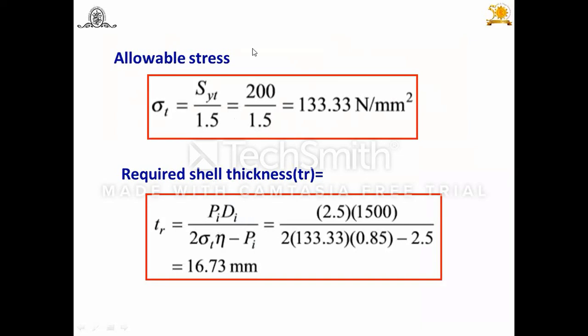We know that, and in an earlier session we solved some problems using this expression: Pi Di upon 2 sigma T efficiency minus Pi. This is the thickness of the cylindrical wall. Substitute the values. Pi is the given inside pressure, 2.5. Di is given for the pressure shell, 1500. Sigma T allowable, which is calculated, efficiency 0.85, and pressure 2.5. You will get thickness Tr as 16.70.